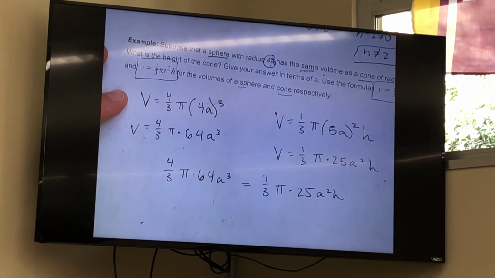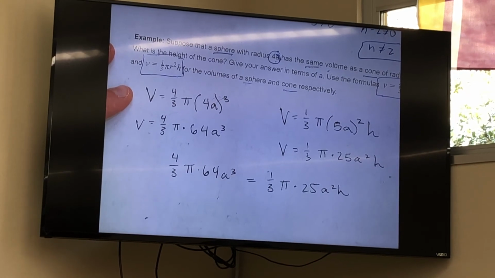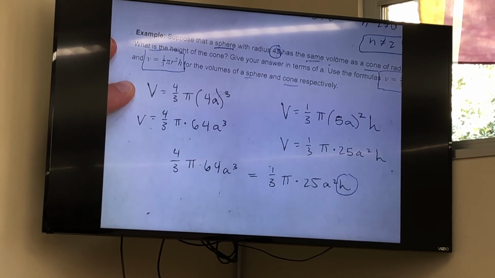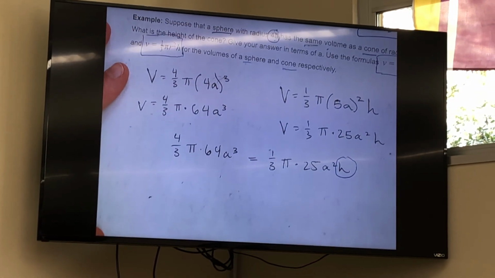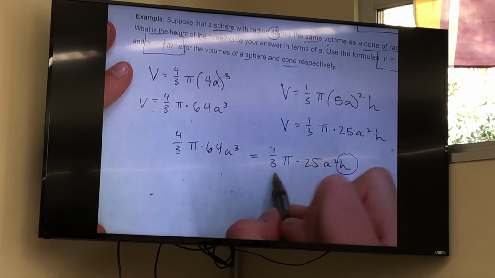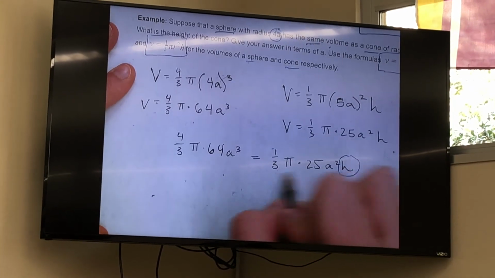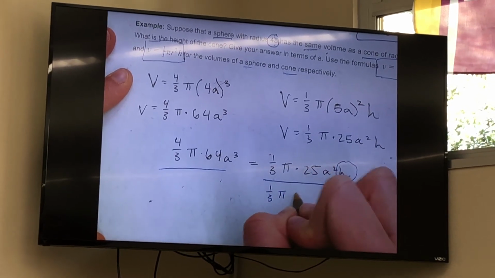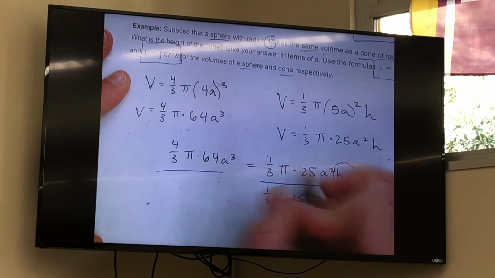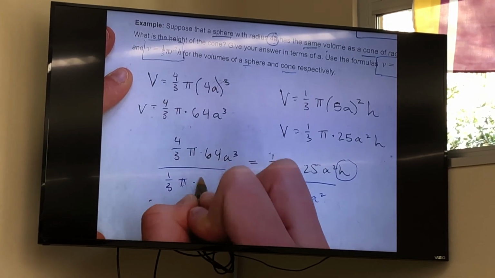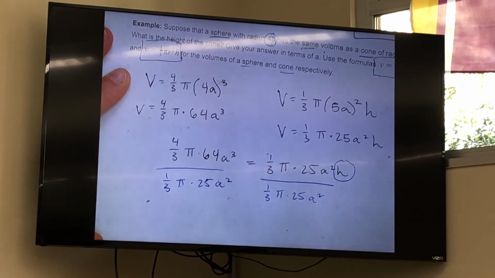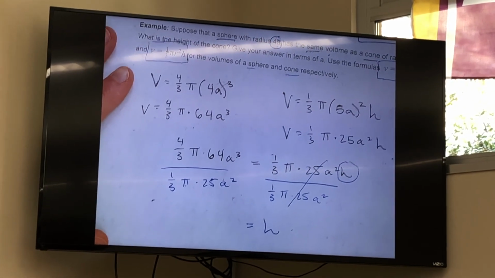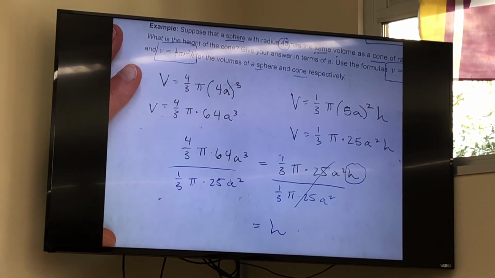Have fun. Yes. Okay, we're trying to solve here for h. So what we need to do is get rid of all of these things here. Because these are multiplied, I'm going to divide all of this on both sides to get h alone. So I'm dividing by 1/3 pi 25 a squared, 1/3 pi 25 a squared. Whew. So then I just have h over here. Nice. Now all we've got to do is deal with this mess on the left.